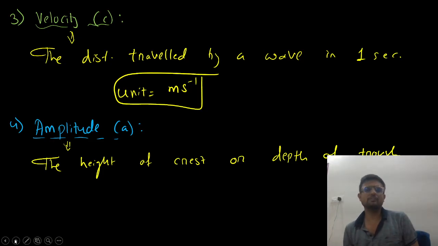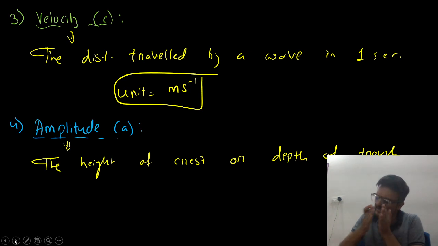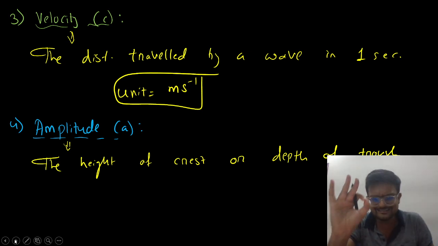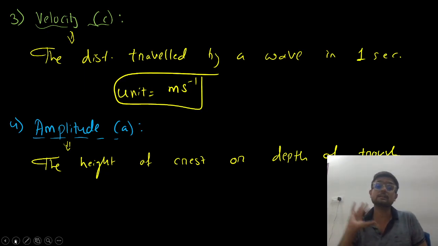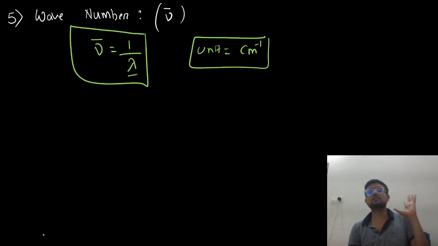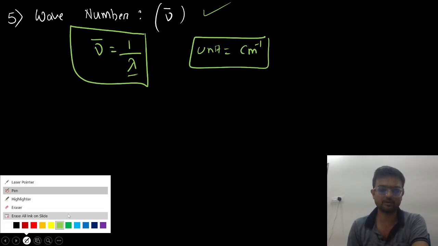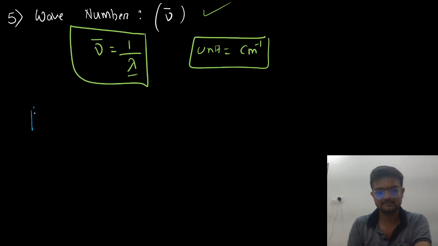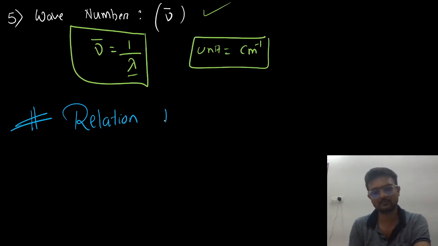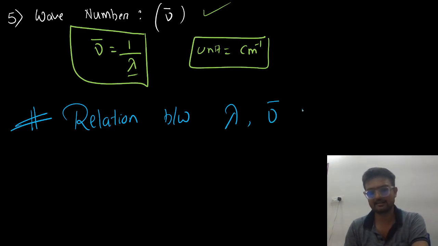After that we studied velocity. What is velocity? It is the distance traveled by a wave in 1 second. In 1 second, how far your EMR wave can go, that is called the velocity. And the last part we learned is the wave number. Wave number is the inverse of wavelength. Now, there is a very important relation that you have to keep in mind. The last one is the relation between wavelength, wave number, frequency and velocity.